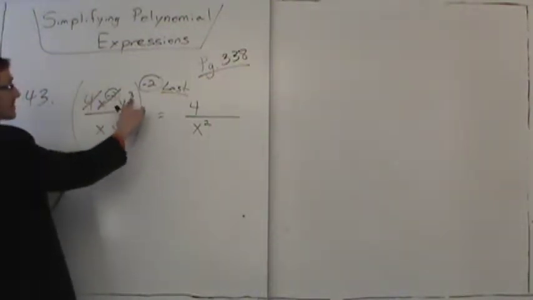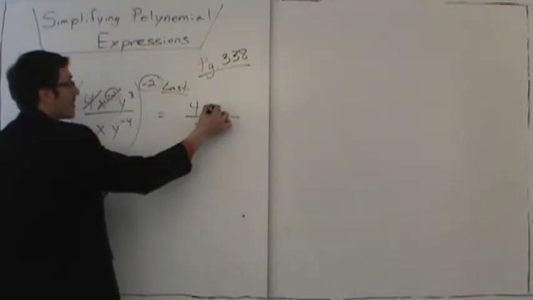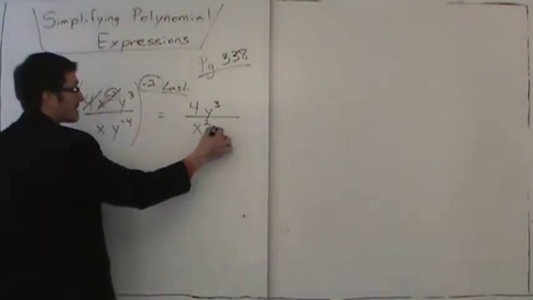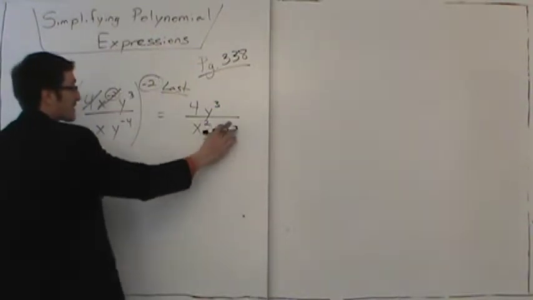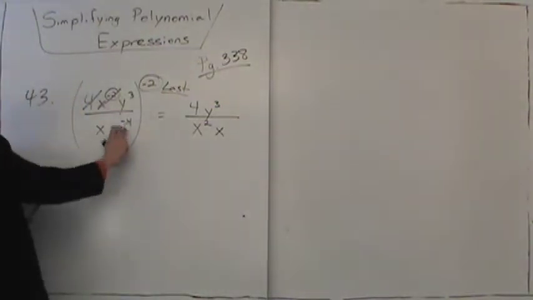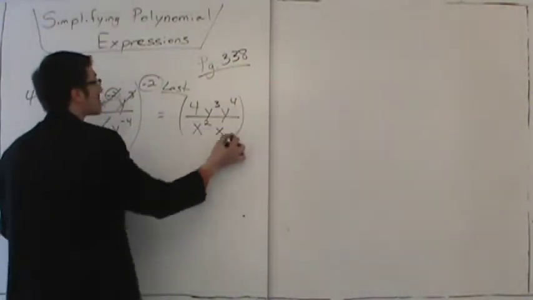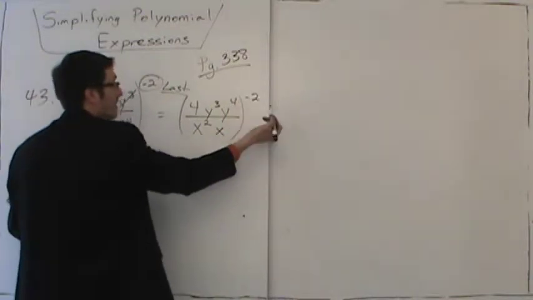The y cubed has a positive exponent, it stays. Y to the third. And the x on the bottom is x to the first power, it stays because it has a positive exponent, x to the first. And y to the negative 4 on the bottom, cross them out as you go. Y to the negative 4 on the bottom moves to the top, becomes y to the positive 4. And all of this to the negative 2 power on the outside.